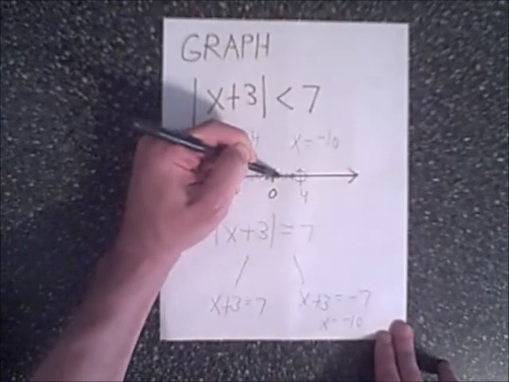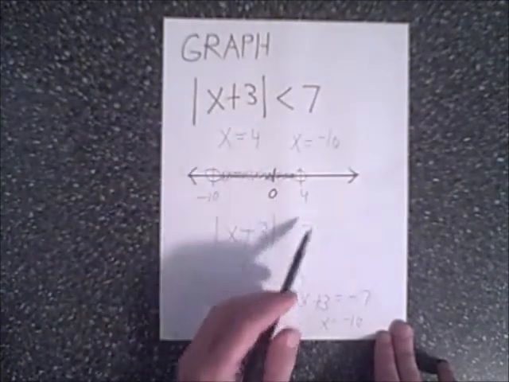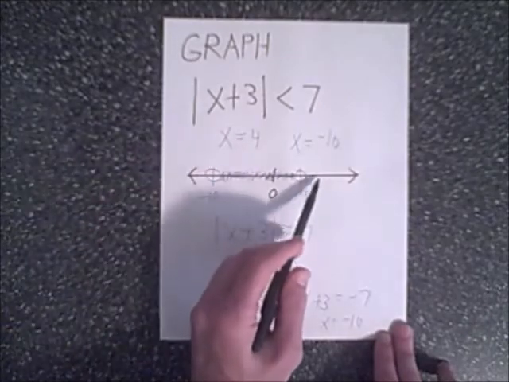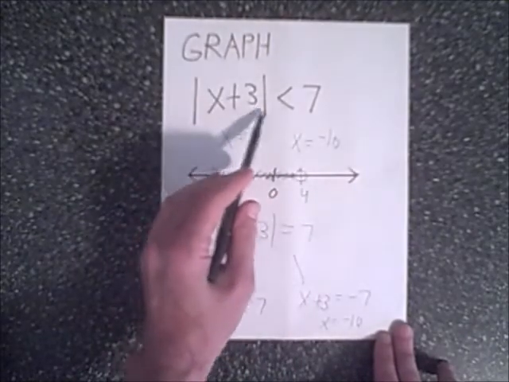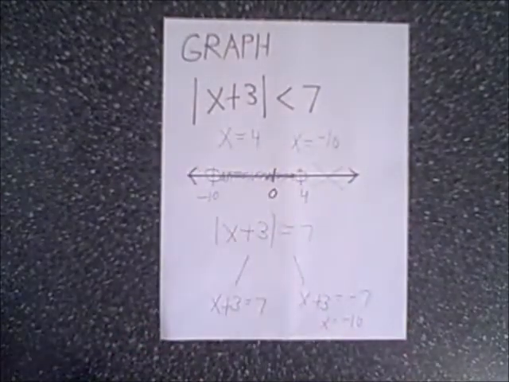Some people use squiggly marks like that. So the middle, and let's take a look at above 4. Let's plug in 5. If x were 5, we'd have 5 plus 3 is 8, and 8 is not less than 7, so we're not going to include the upper bound.